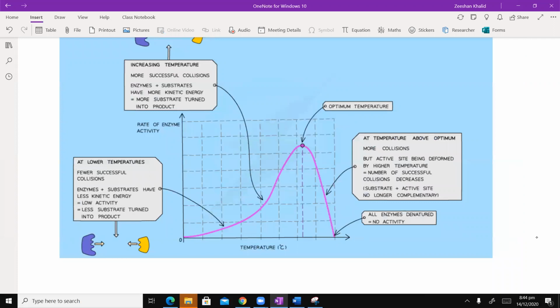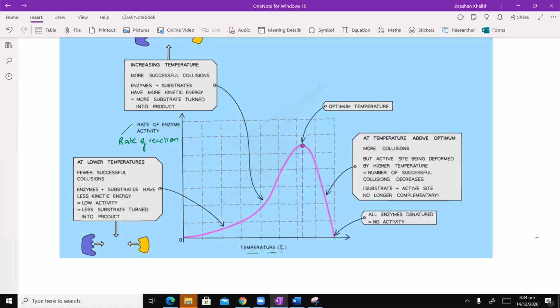Okay? Now, on the x-axis, you have the temperature. Okay, that's of course degrees Celsius. You need to mention the name, sorry, the units. And then you have rate of enzyme activity. Okay, that's the rate of reaction, if you like. So let me write that down here as a slash, rate of reaction.